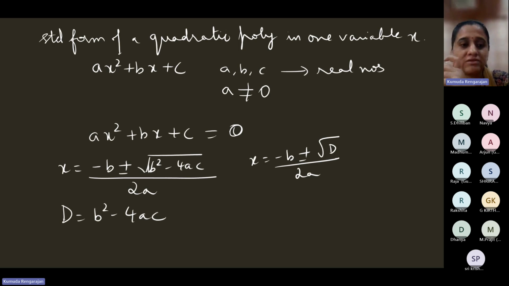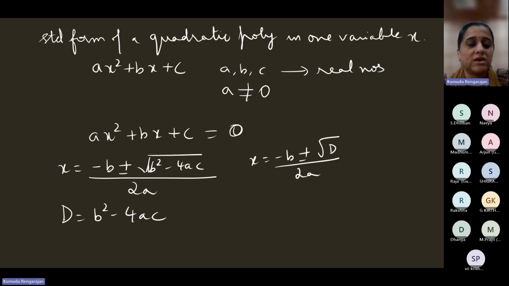So b square minus 4ac is called the discriminant because this expression decides the nature of the roots of the equation. It has complete power over deciding the nature of the roots. a, b, c are the coefficients. A is the coefficient of x squared, b is the coefficient of x, and c is the constant. You should always compare the given quadratic equation with ax squared plus bx plus c is equal to 0. Don't change the sign.